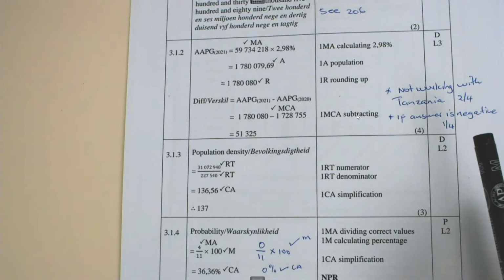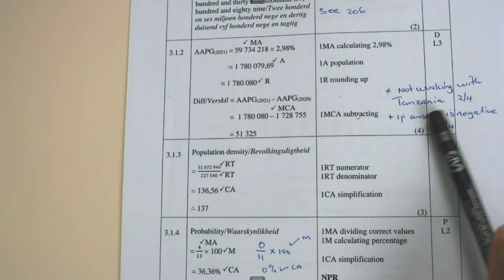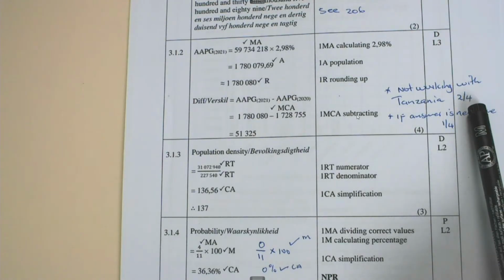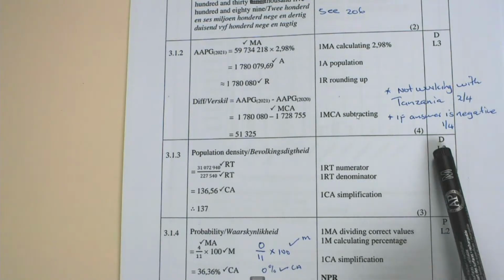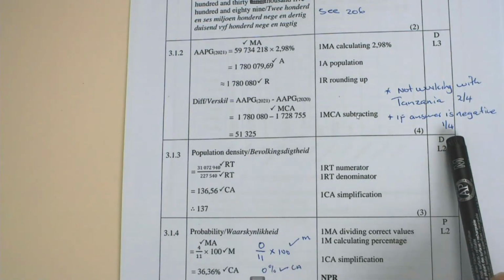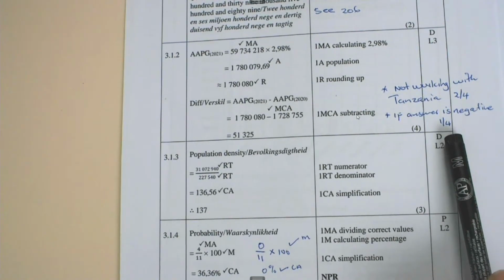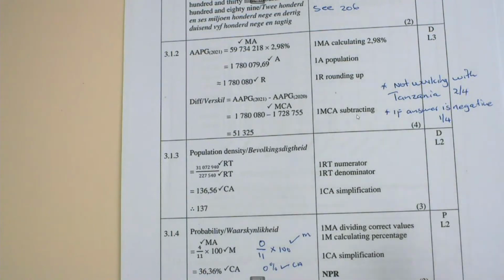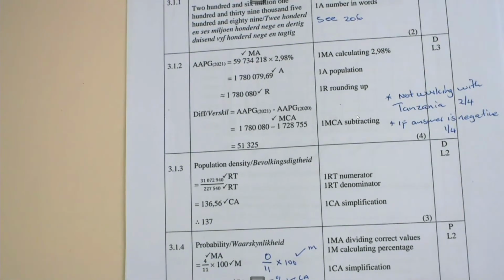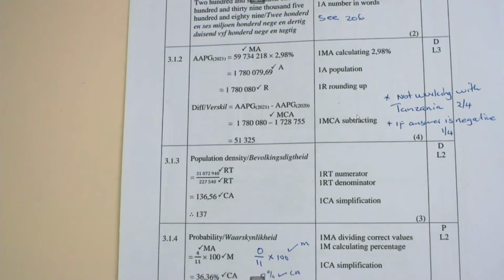Now, if the learner used not working with Tanzania, the learner will get 2/4. And then if the answer is a negative answer, the learner will get 1/4. The learner will get 1/4 for rounding up. I hope colleagues got that.